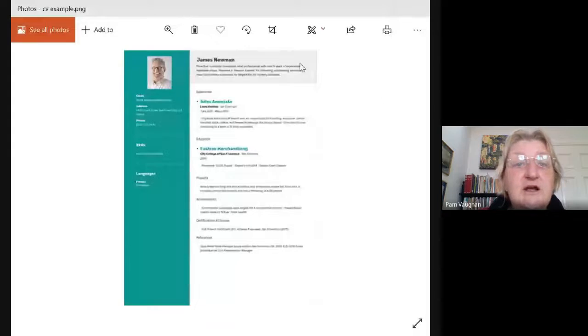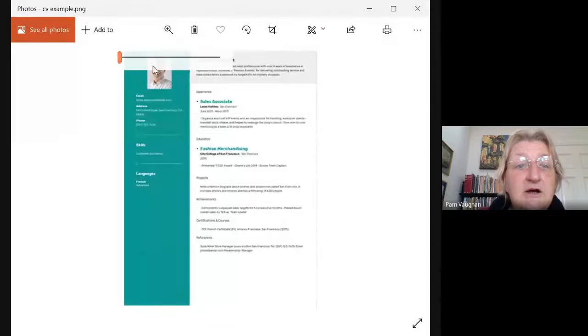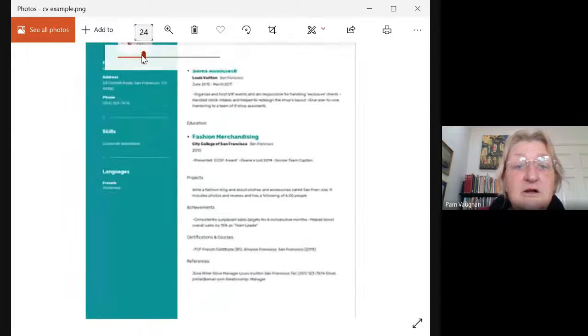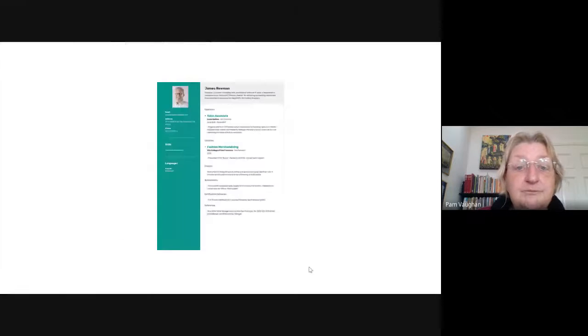Okay, let's just have a go at this. I'm not sure how clearly that's coming up on your screen. It's not that brilliant on my screen. I don't know if I can make it a bit bigger. Okay, so the quality is not brilliant, but you can see they've got a photograph of them, the name, their experience, their education, the projects they've done, achievements, certifications and courses and references down there, and they've done a highlight block around here. So that's just one example of a CV, but it looks attractive.